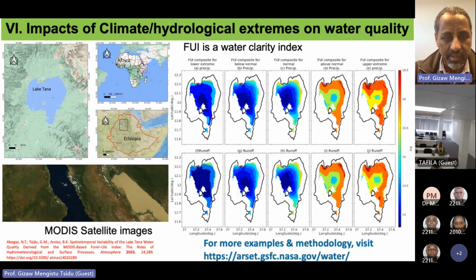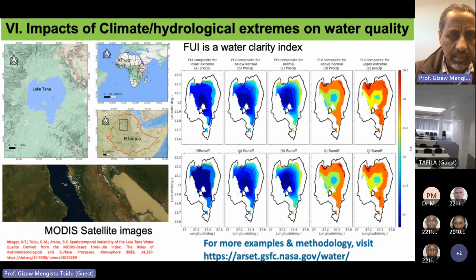We are going to use index to measure phosphorus and other things. You have to have a sampler. You have to take a water sample and do the analysis in the laboratory. But from remote sensing, we can at least give qualitative information about the water quality.